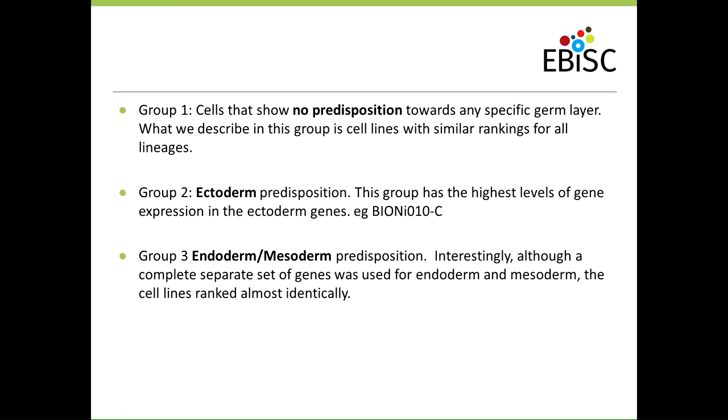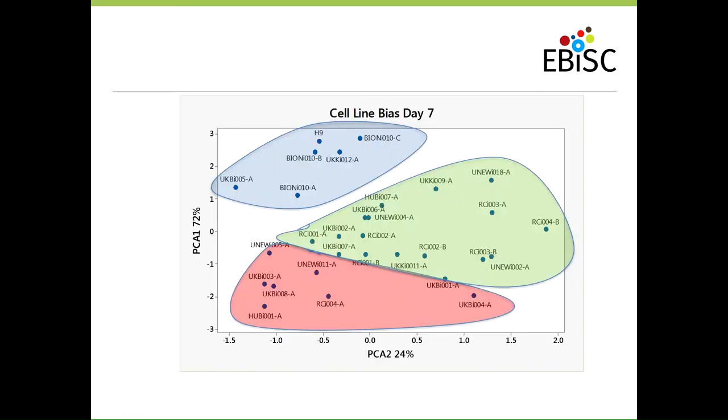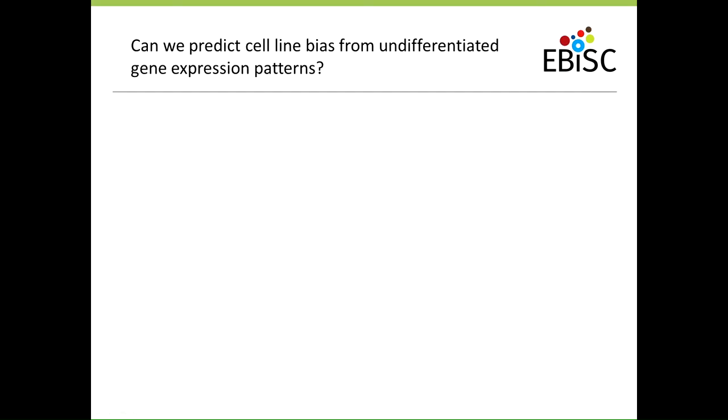And the interesting thing that we found out, even though we used completely different sets of genes for each germ layer, is that they ranked almost identical in how they scored, which basically means that in this system we couldn't really say if they were stronger for endoderm or mesoderm. And then when you PCA them, you can actually see that there are 3 quite distinct groups. The one up here being the ectoderm one. These are the ones that scored in the middle, and these are the ones that appear to be more endoderm mesoderm bias, if you want to call it.